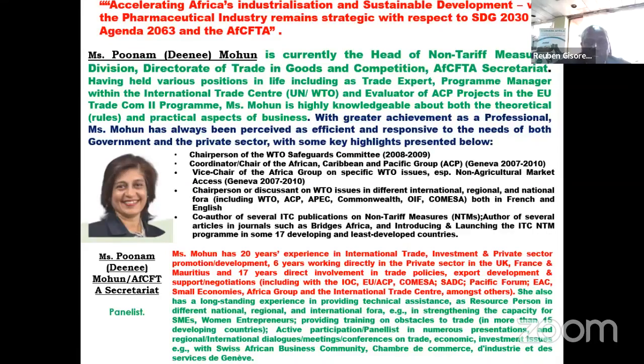She has more than 20 years experience in international trade, investment, and private sector. And today she's here to give us a presentation on why the pharmaceutical industry remains strategic with respect to the 2030 SDGs and Agenda 2063 and the African Continental Free Trade Area Agreement.